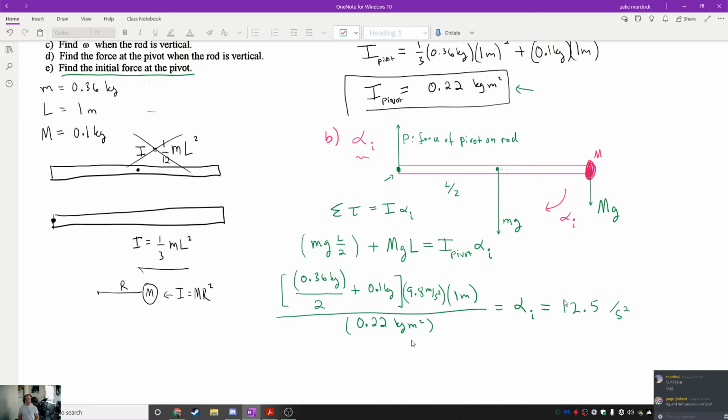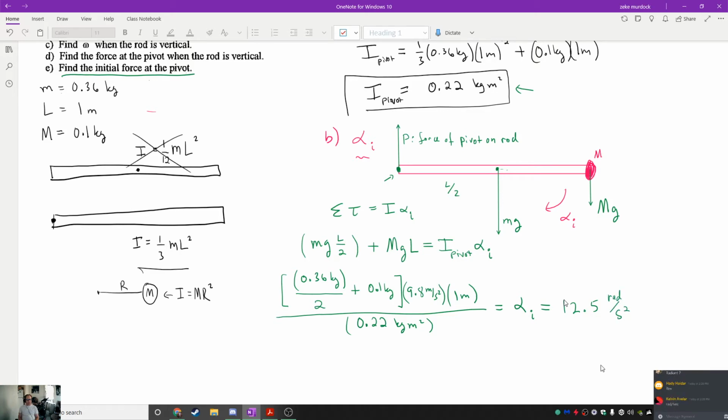But what did we say that the unit for the angular acceleration was that we normally use? What unit do we normally use for this? Yeah, radians. It's not radian, it's radians.